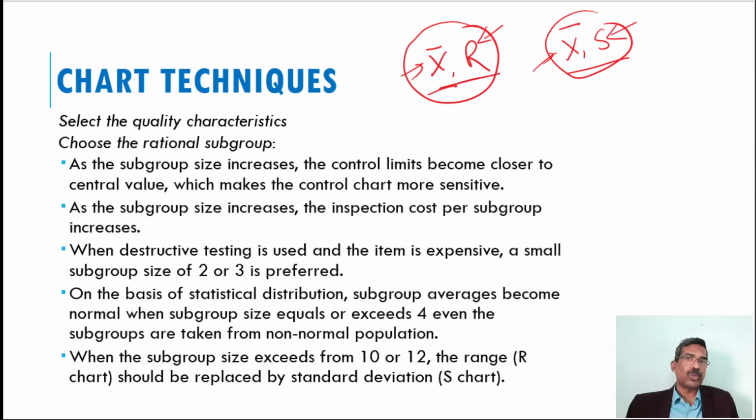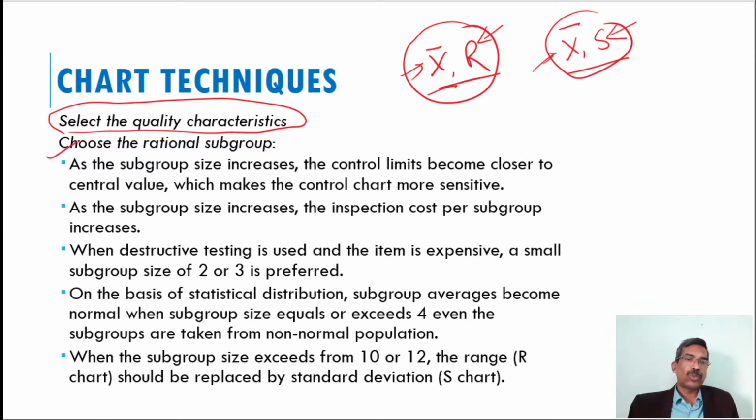Now, how to produce this chart? What is the chart technique? Initially, select the quality characteristics of the product, because for all the different quality characteristics, we have to draw a separate X bar R chart. But here we will have to select for which characteristics we want to produce the X bar R chart. So this first step is the selection of the quality characteristics.